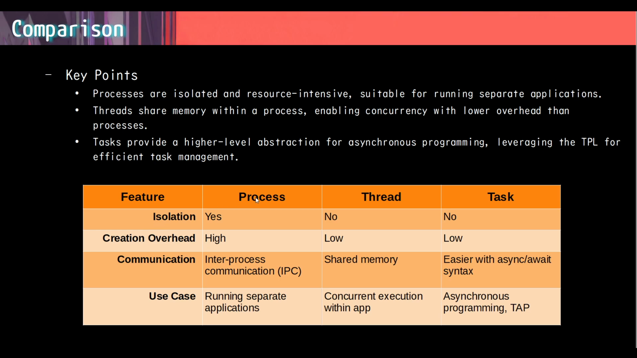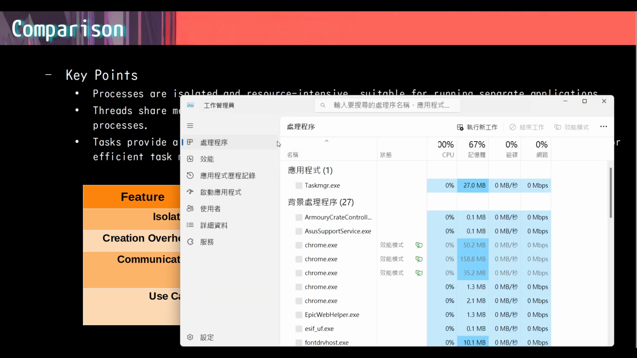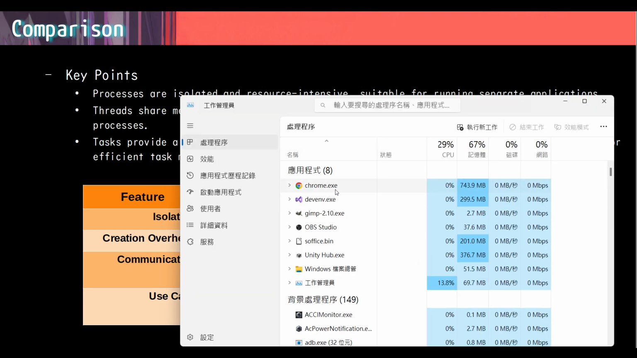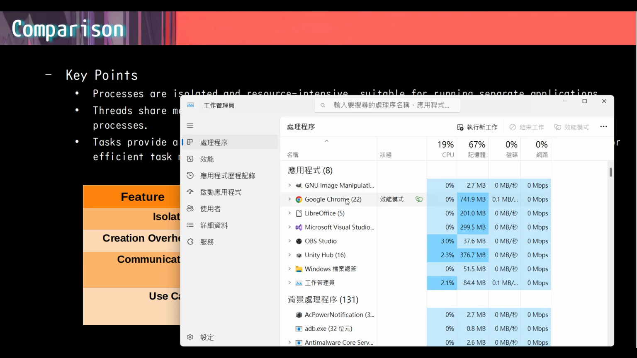For isolation, yes, a process is fully isolated. In order to communicate between processes, you have to know some special solution like IPC. For example, if I write two EXE files and I hope the two EXE files can exchange some data, how can I do that? I haven't talked about any knowledge of that yet. Maybe you have some experience.